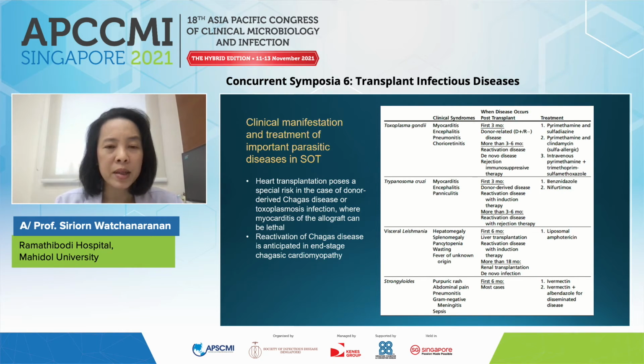They can be seen within 3 months after transplant, but mostly donor-derived. But also they can be diagnosed 3 to 6 months after transplantation, but mostly were reactivation of the disease, particularly in those who had intensive immunosuppression for rejection. Heart transplant patients pose a specific risk for the infection, particularly Chagas disease and toxoplasmosis. Next slide, please.